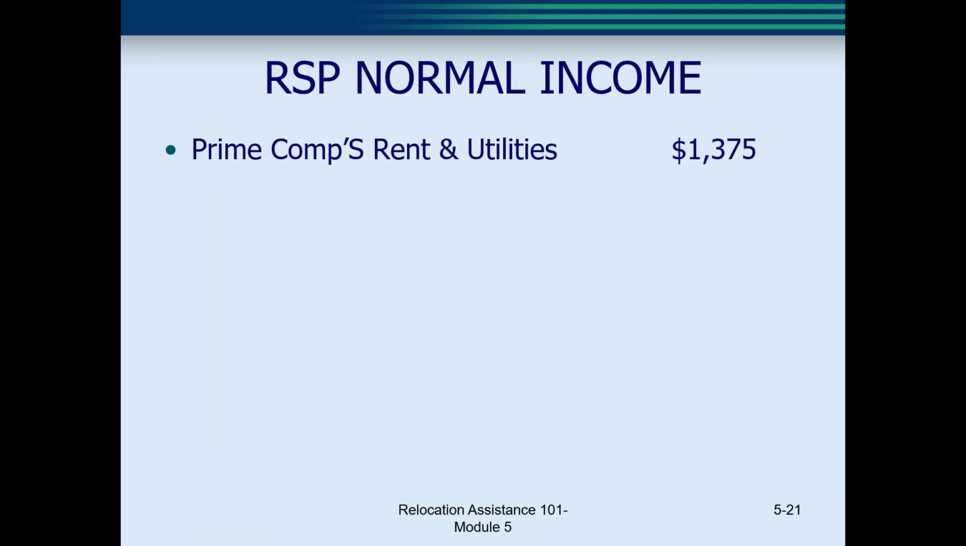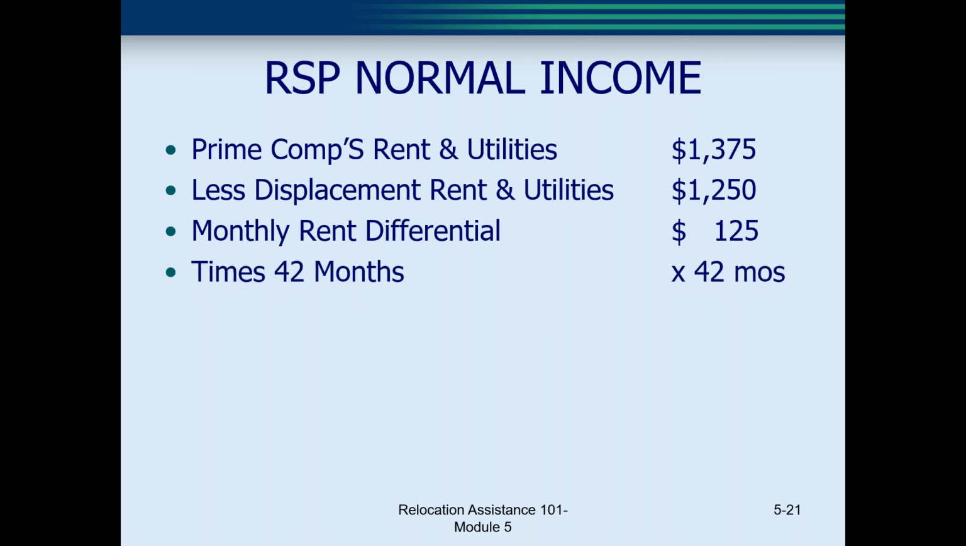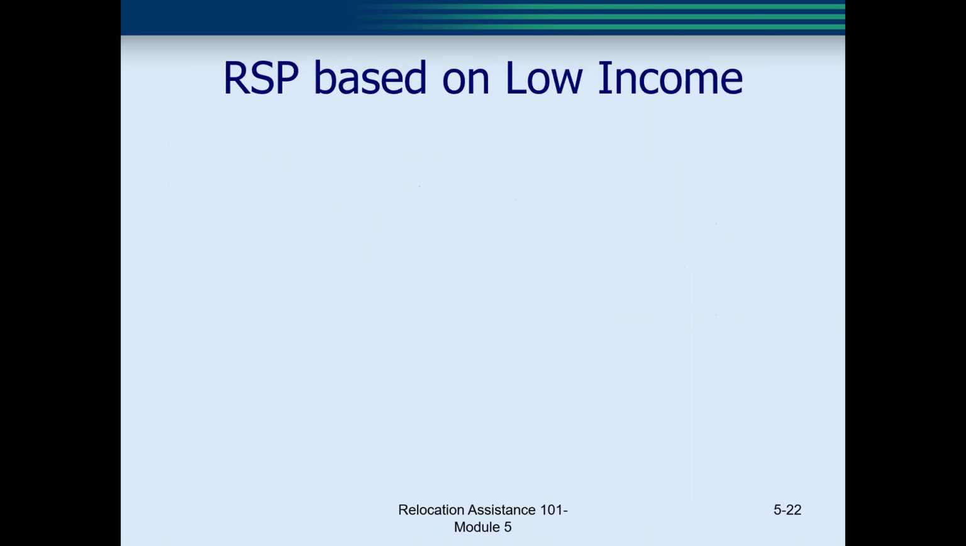So their prime comp with utilities is $1,375 less the displacement rent with utilities, $1,250. The difference is $125. You're going to times that by 42 months, and their maximum rental assistance payment is $5,250.